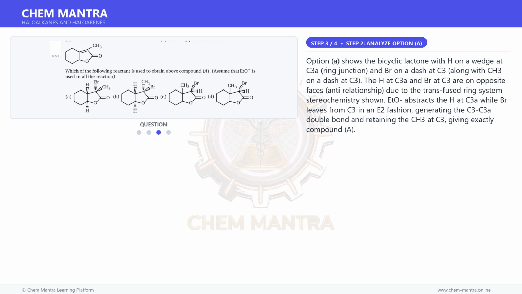Option A shows the bicyclic lactone with H on a wedge at C3A, the ring junction, and Br on a dash at C3, along with CH3 on a dash at C3. The H at C3A and Br at C3 are on opposite faces, an anti relationship, due to the trans-fused ring system stereochemistry shown. EtO- abstracts the H at C3A while Br leaves from C3 in an E2 fashion, generating the C3=C3A double bond and retaining the CH3 at C3, giving exactly compound A.